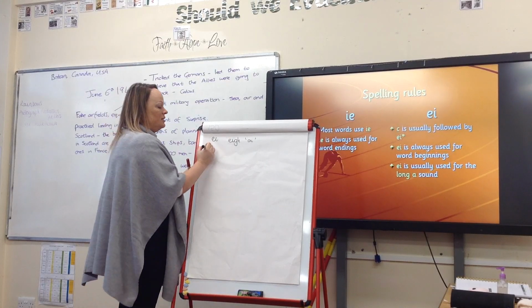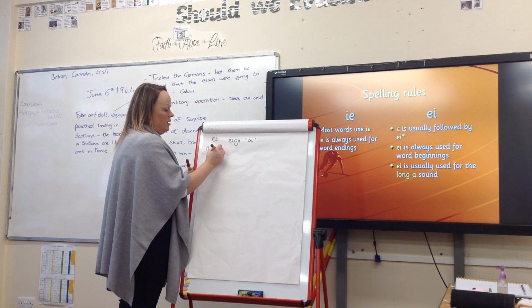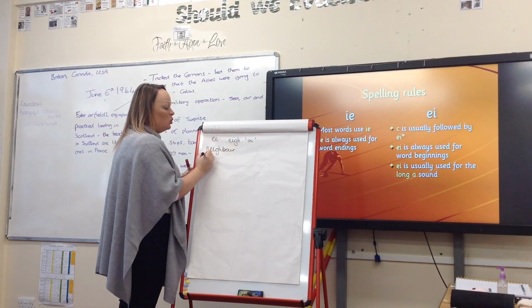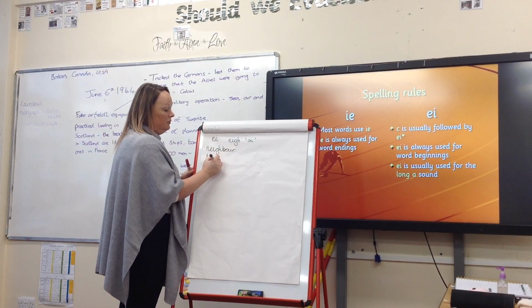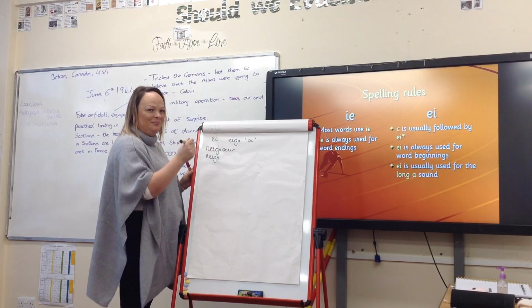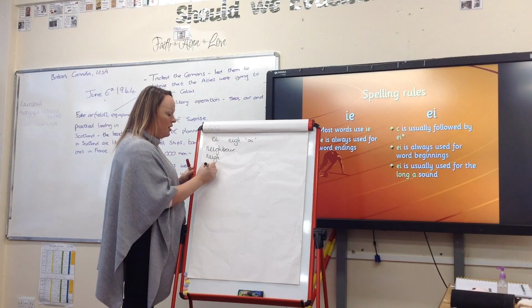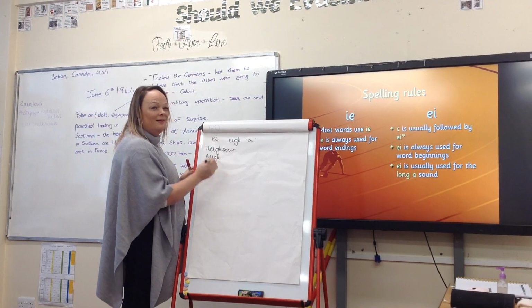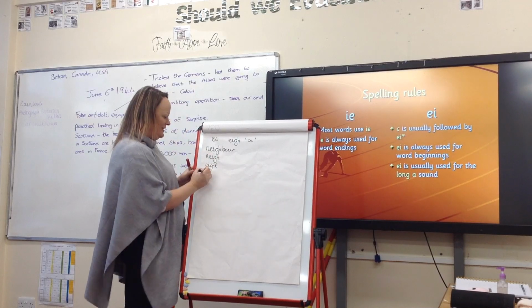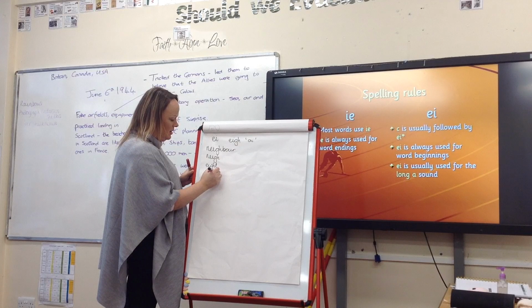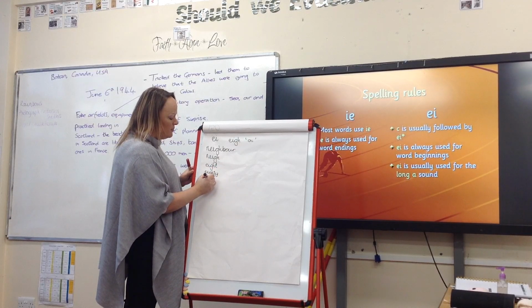So you get words like neighbour. So you also get neigh, as in what horses do. What other words? Numbers? Eight. Yeah, and so therefore what other number? Eight, eighteen, eighty. Because they're all coming from the same root word, aren't they?